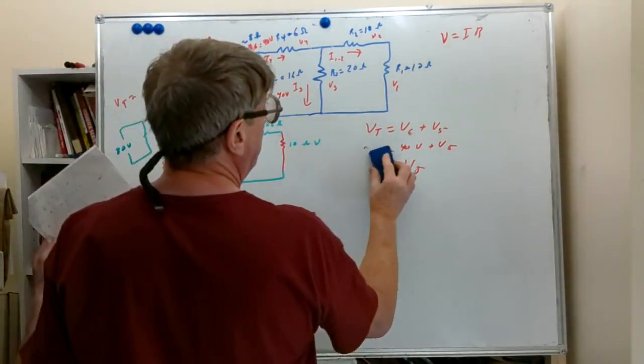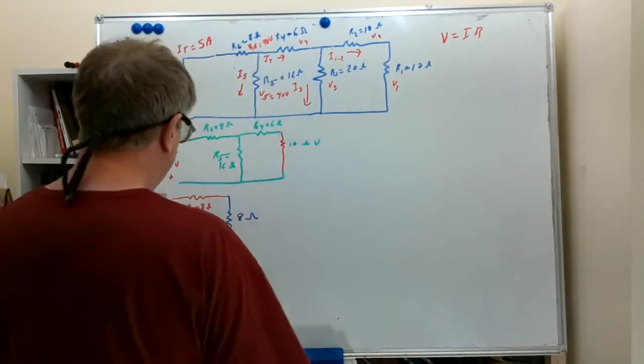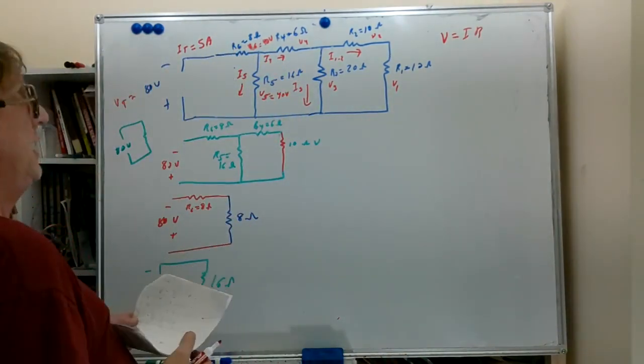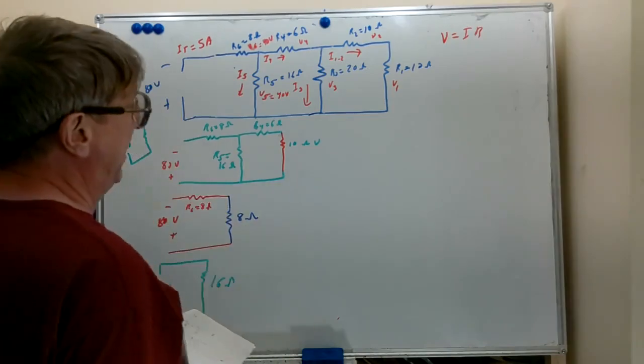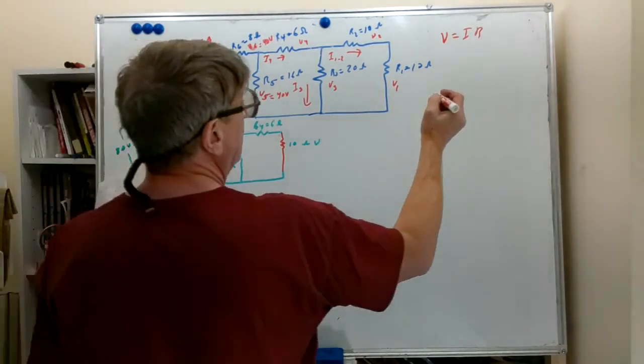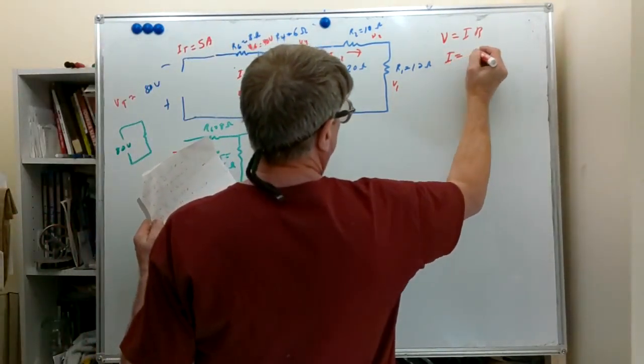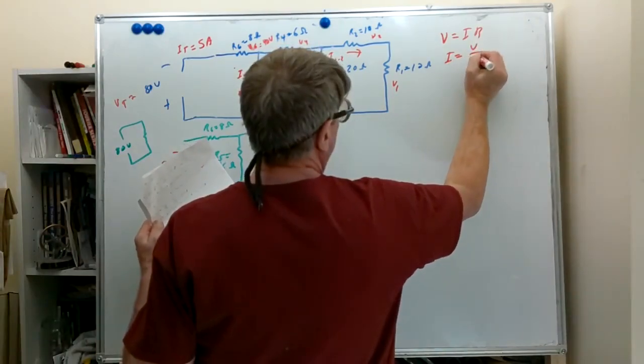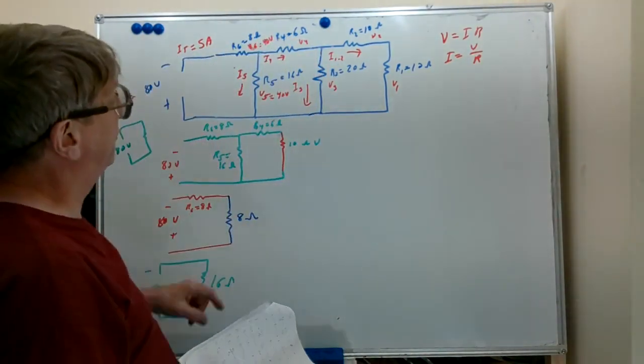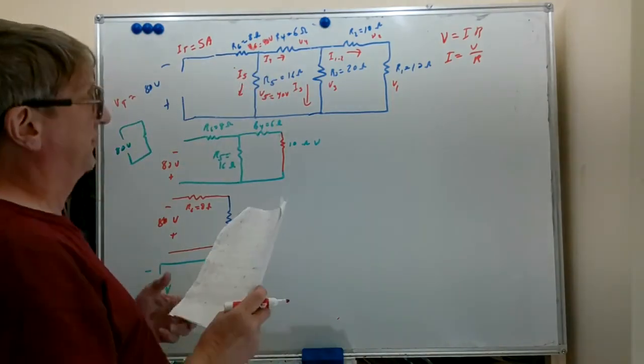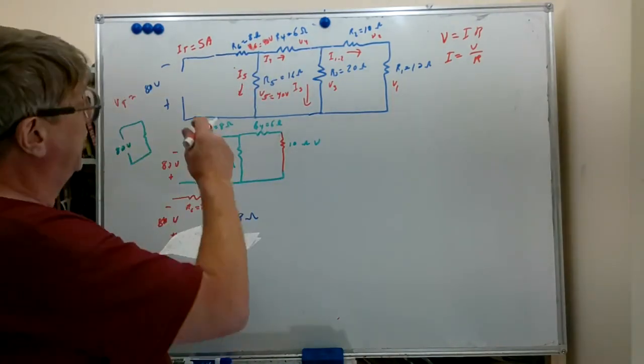So I'm going to erase that because we really don't have a board to go forever. Let's find out the current through 5. Well, we have a current formula, I is equal to V over R, and we just calculated the voltage. We were given the resistance. So let's call that I5.